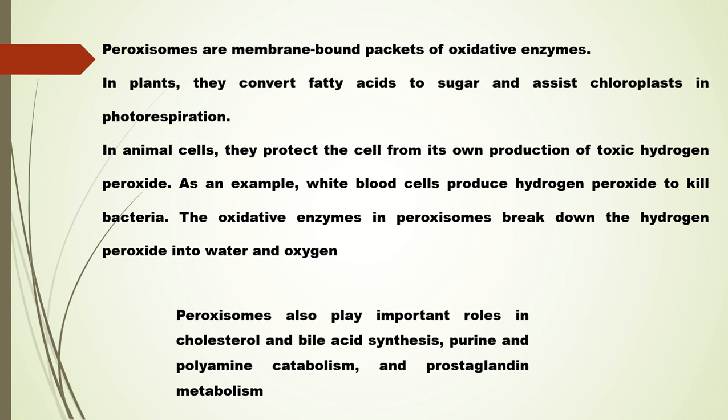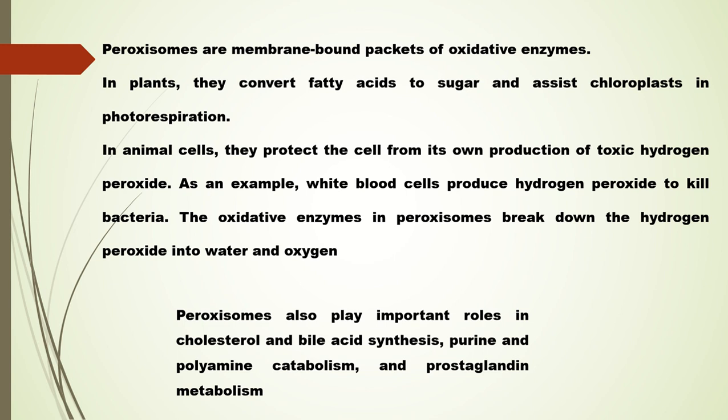In animal cells, they protect the cell from its own production of toxic hydrogen peroxide. As an example, white blood cells produce hydrogen peroxide to kill bacteria. The oxidative enzymes in peroxisomes break down the hydrogen peroxide into water and oxygen. Thus, it is rendered harmless.